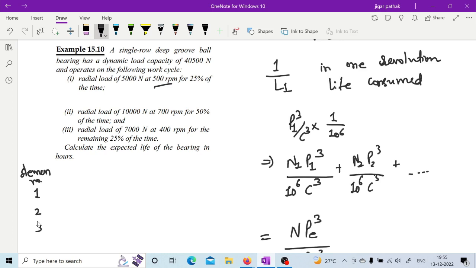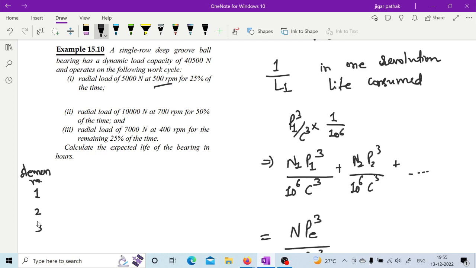So we are going to consider the time also, right? Here it is mentioned 25% of time. So let us say it is running for 1 minute, then 25% of time is 0.25 minute, and 50% of time is 0.5 minute, and again the remaining is 0.25 minute.